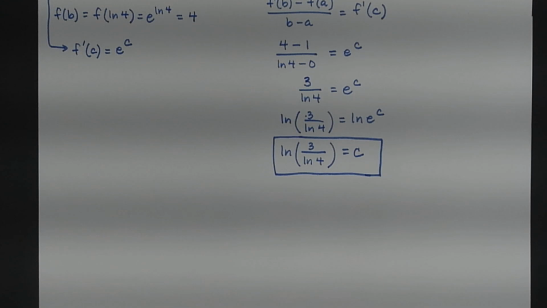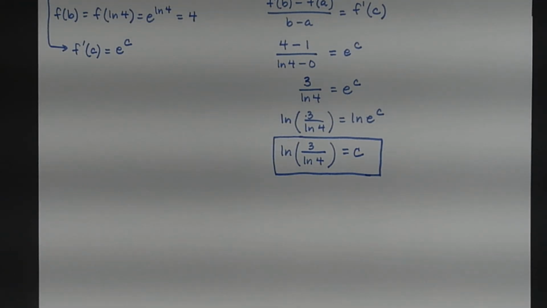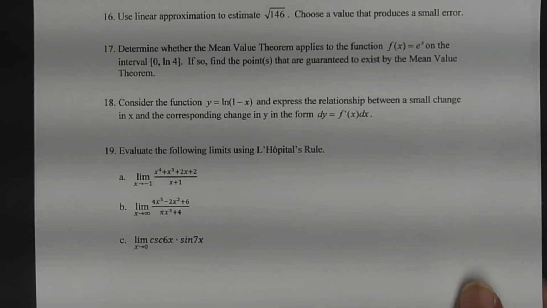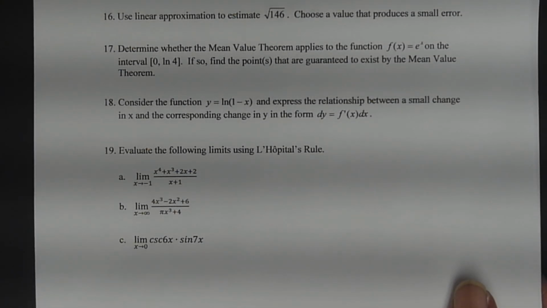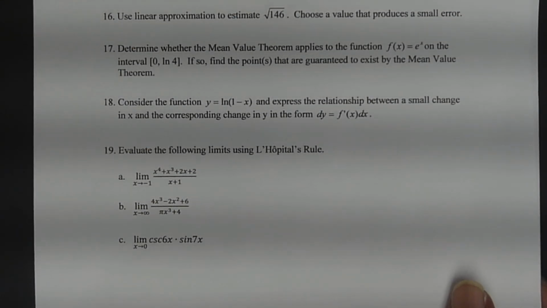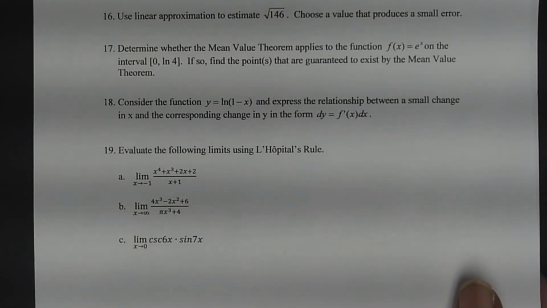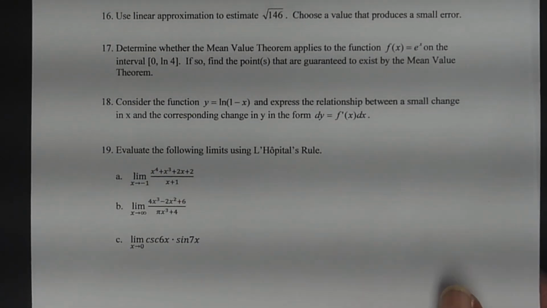All right, problem number 18. Consider the function y equal ln of the quantity 1 minus x and express the relationship between a small change in x and the corresponding change in y in the form of dy equaling the f prime of x dx.